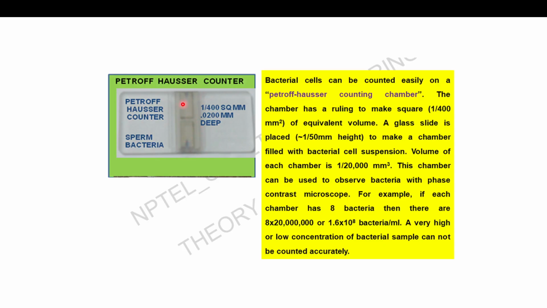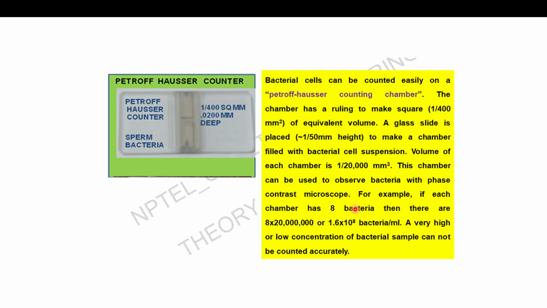The squares have an area of 1 by 400, and the height of the squares is 0.02 millimeters. So you have this particular volume. Each chamber has 1 by 20,000 millimeter cube of volume. Now you put in a bacterial suspension, cover it with a cover slip, and then you count the bacterial cells under a microscope.